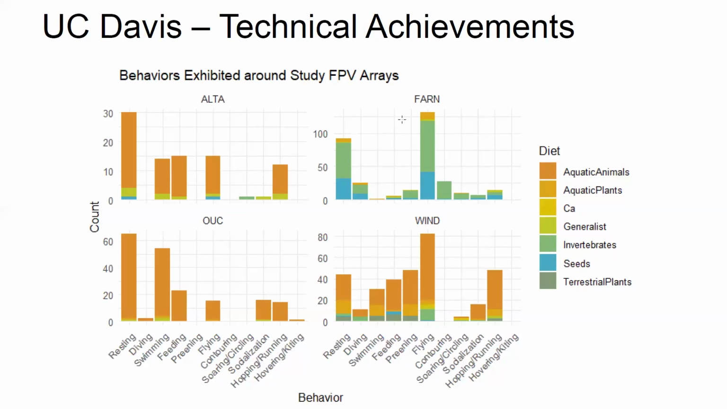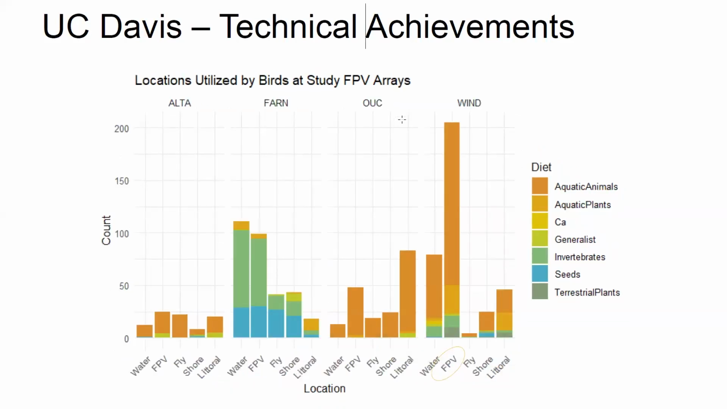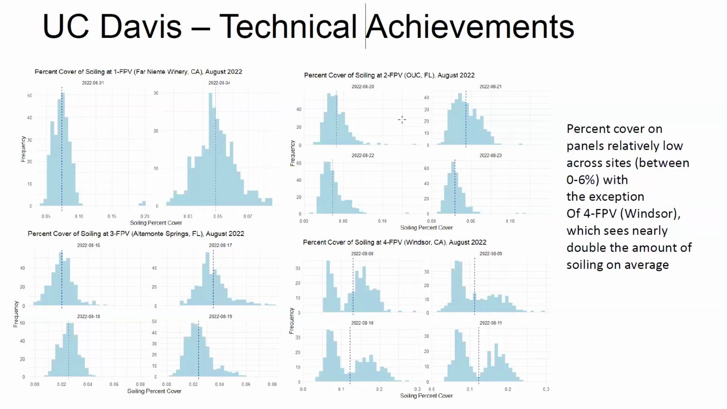And we also found that the Windsor site sees the most direct bird interactions with the FPV array. So these patterns are also explaining the differences in soiling at each site, which I think is on the next slide as well. And we track that by collecting some comprehensive photographic coverage of soiled panel surfaces at each of the 4 study sites. We then calculated the percent cover of each panel and found that the percent cover was relatively low across all of the sites, so between 0 and 6%, with the exception of Windsor, which saw nearly double the amount of soiling on average.